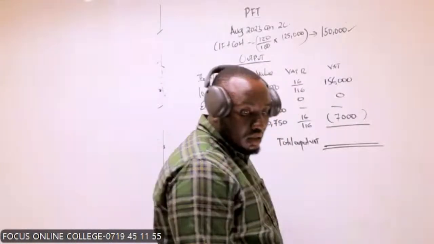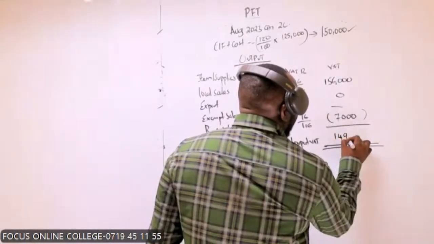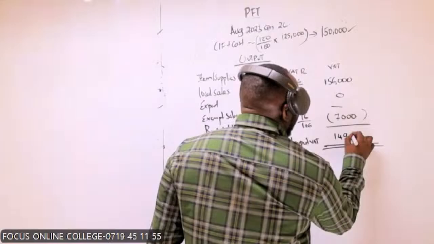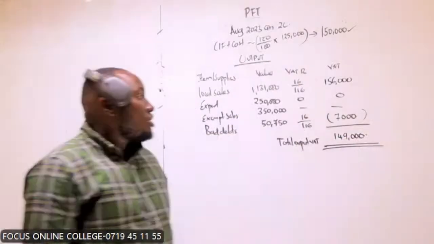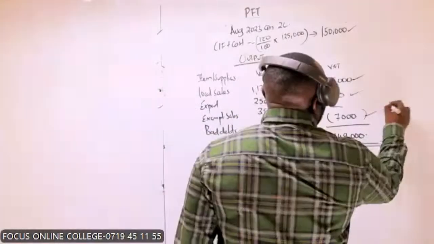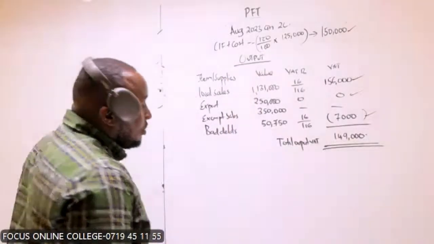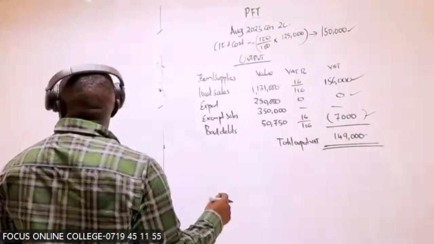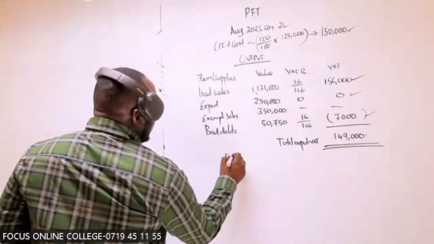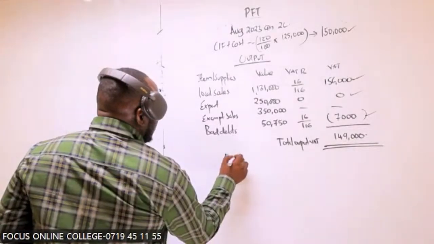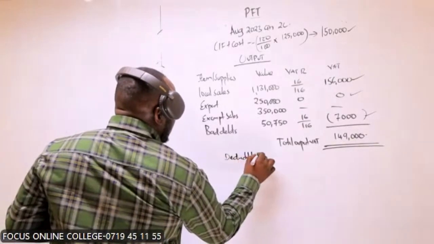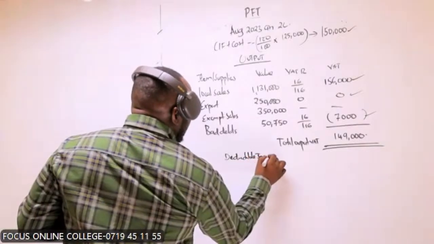It should be 149. So that should be 1, 2, 3. Any two should give you 2 marks. So deductible input VAT.